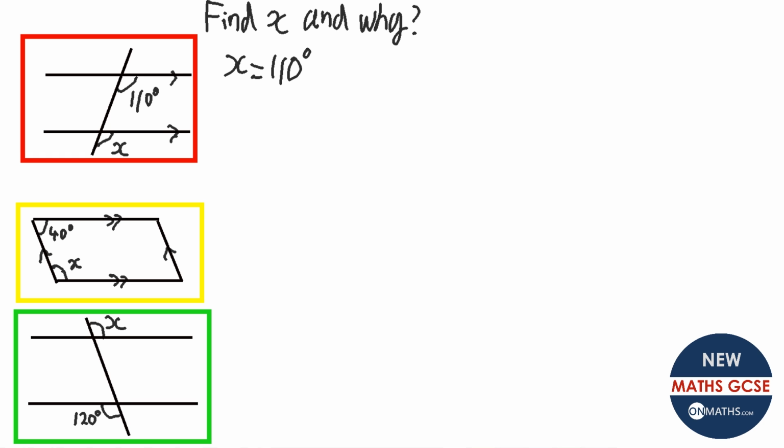Now, if you look at the two angles, there's the 110 here and the x there. That looks like the letter F. If it looks like the letter F, call it corresponding. And that's the one word that will get you the marks. Okay, corresponding angles. And these are the same because they're corresponding angles.